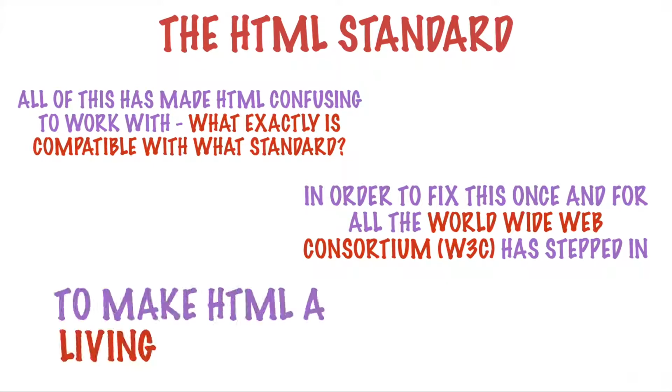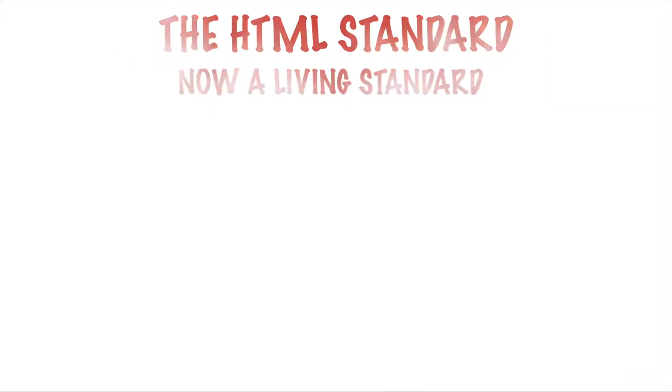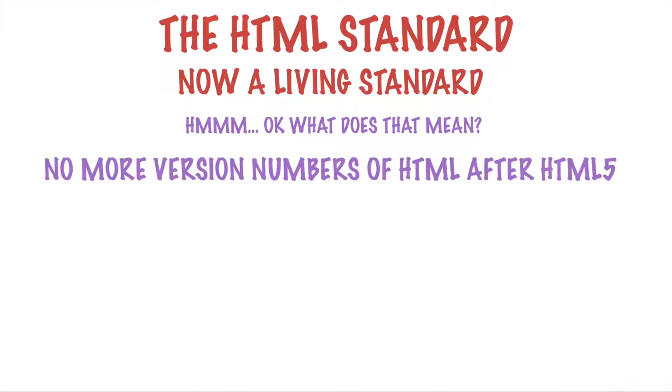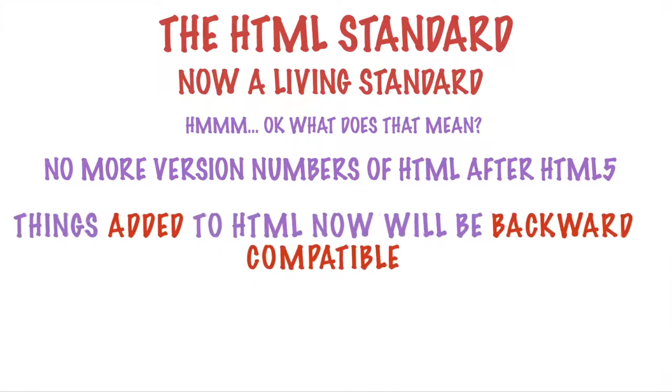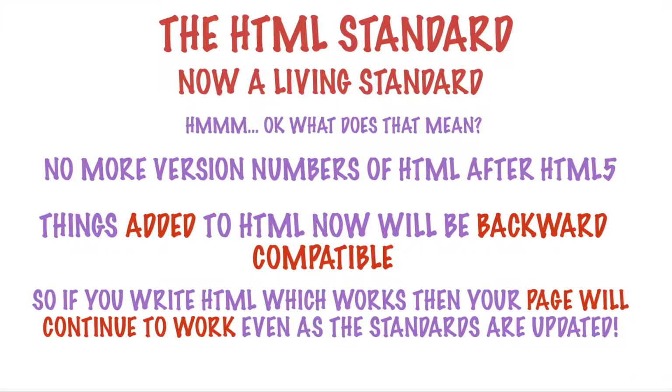In order to fix this confusion, the World Wide Web Consortium, W3C, stepped in and made HTML a living standard. So, HTML now has a living standard. And you'll be forgiven for asking, what exactly does that mean and what are its implications for me as an HTML programmer? Really, all that this means is that there are no more version numbers of HTML after HTML5, and all features that will be added to HTML going forward must be backward compatible.